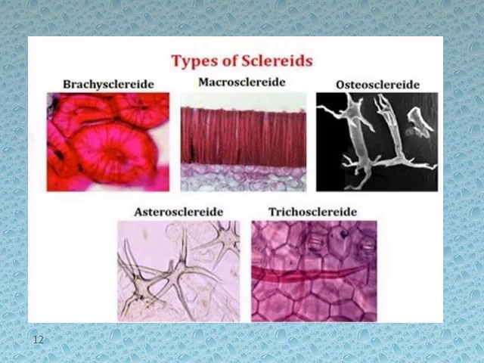And then we have Osteosclereids. These are star shaped. And in the end we have Trichosclereids that have hair-like appearance, that may be branched or unbranched structure.